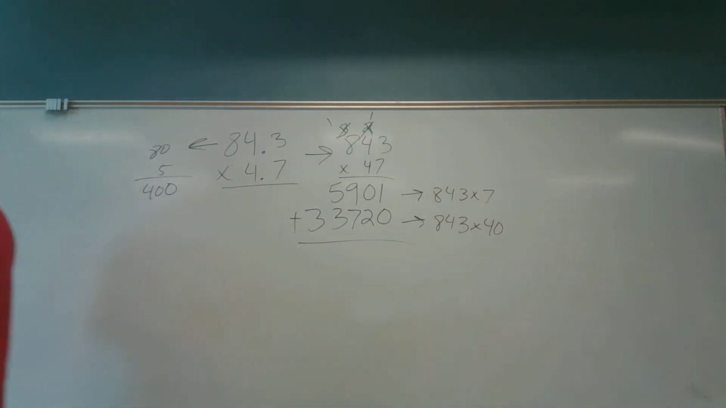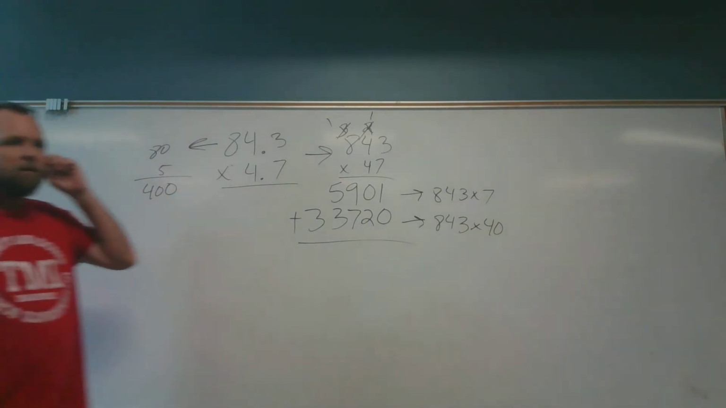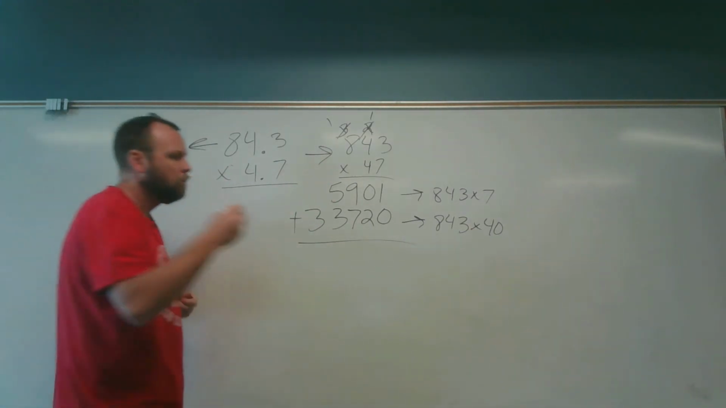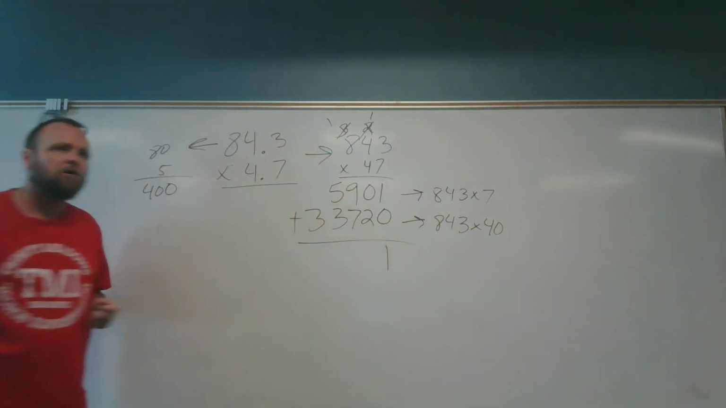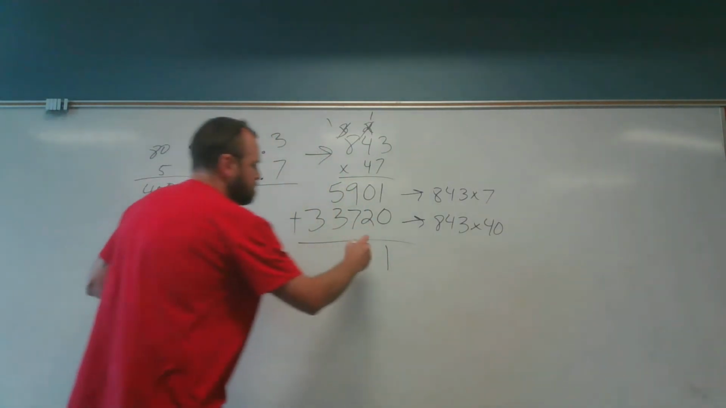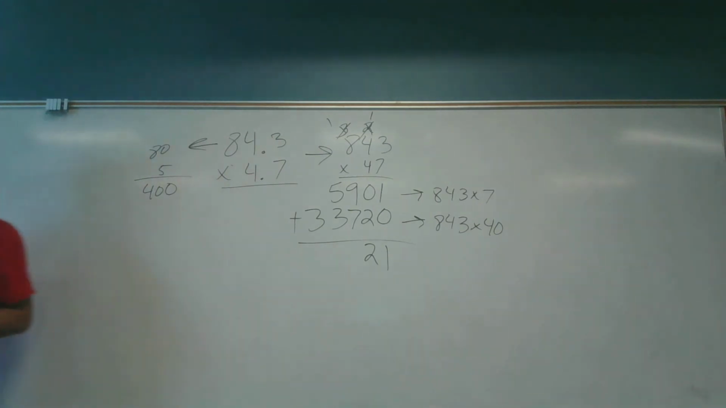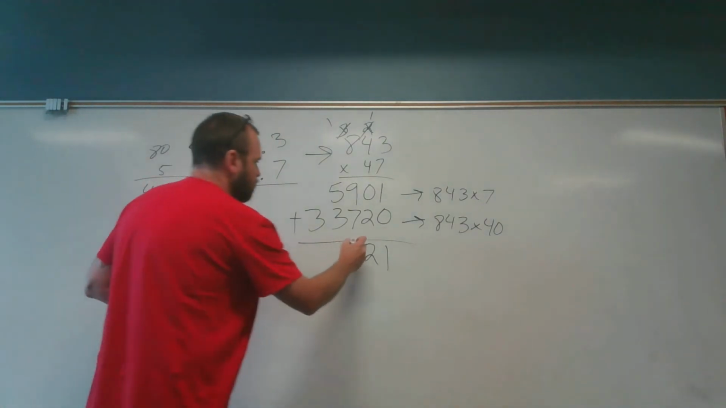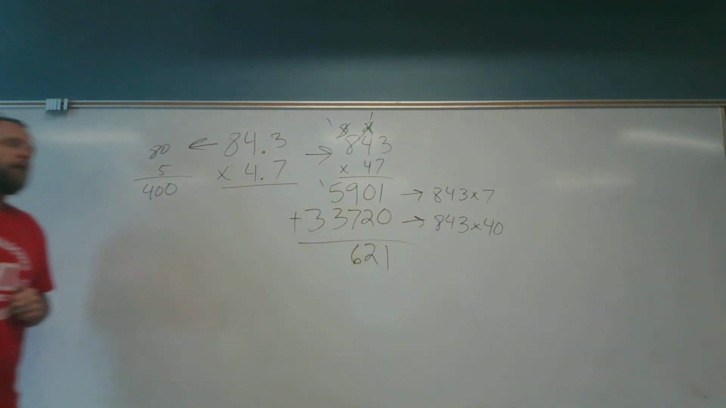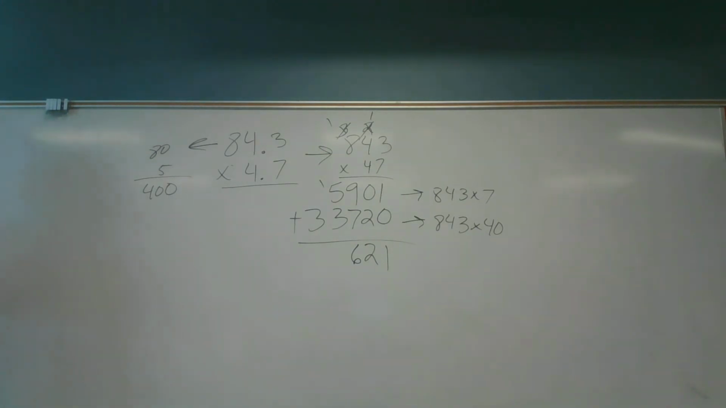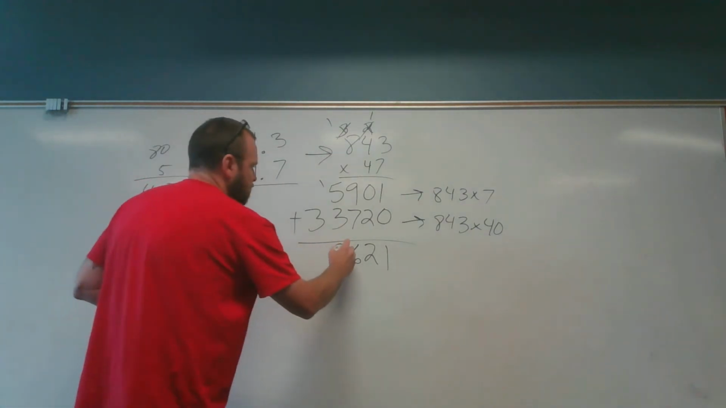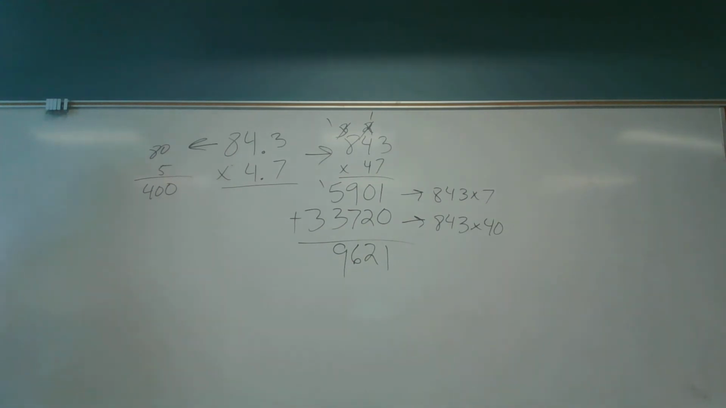Now we need to find the sum of those two products. 1 plus 0. 1. 2 plus 0. 2 tens. 9 plus 7. 16. 16 hundreds. 1 plus 5 plus 3. 9. 9 thousands. And 3 plus nothing else. 3.